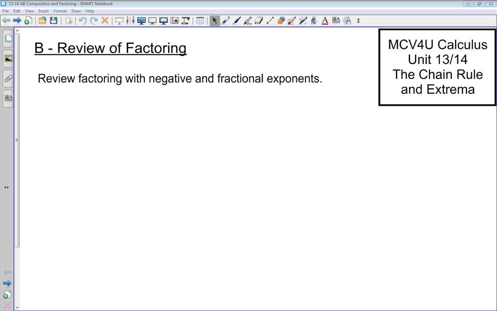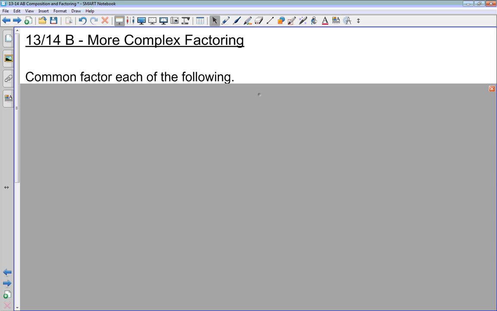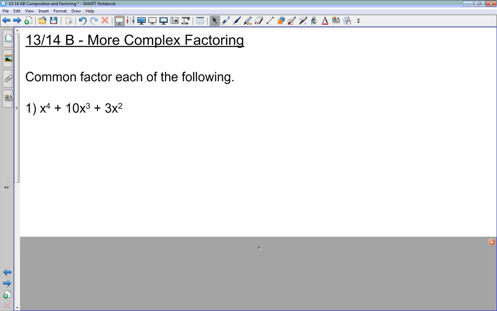So this lesson is just a quick review of some factoring techniques that are going to be important to us when we start working with derivatives that we find using the chain rule. All we want to be able to do at the end of this is to common factor expressions that have negative and fractional exponents in them. So let's jump right in and take a look at an example of common factoring.